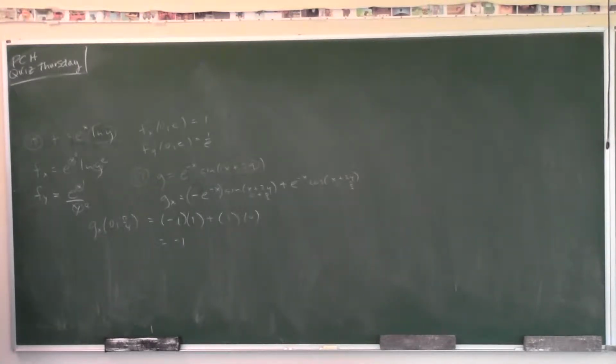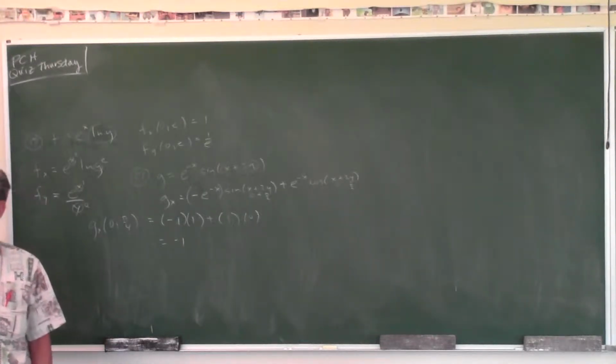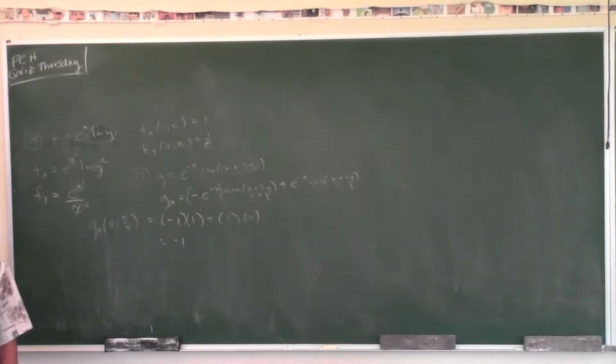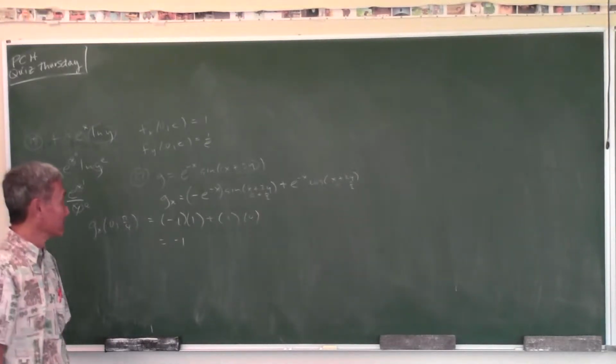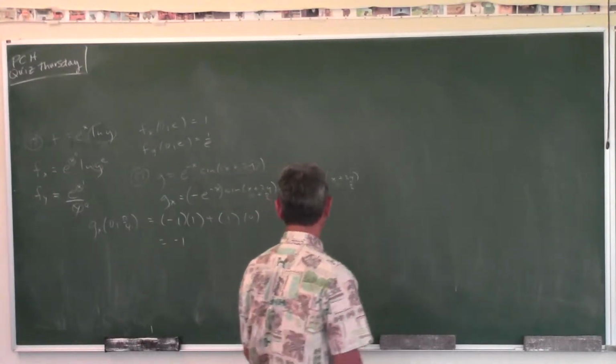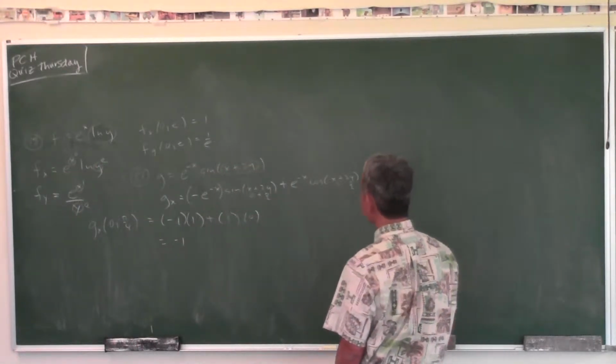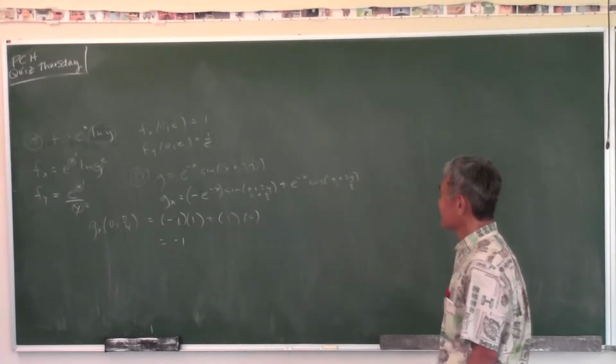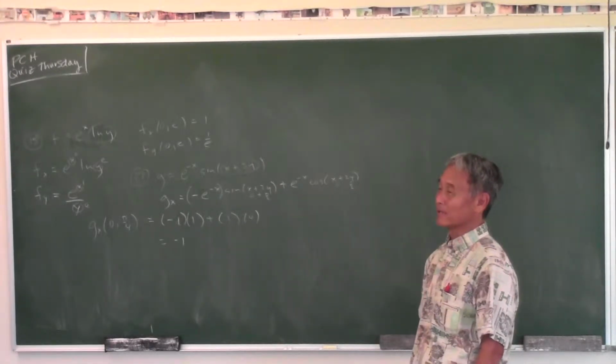Wait, did you get 0 for GY? Yeah, I got 0. So the answer was wrong for both then. Wait, what? Let's check the book. Never mind. If you got 0, then the answer is 0. Alright, okay, what's the next one?